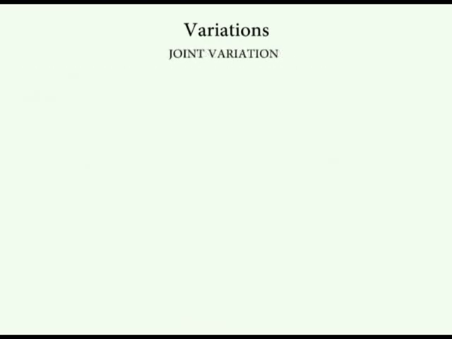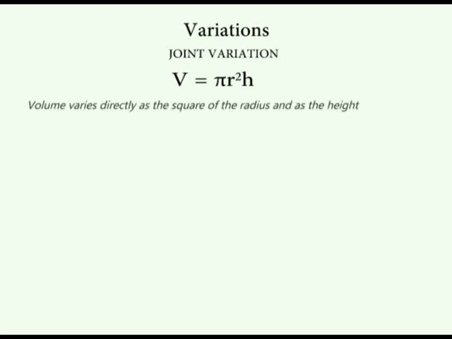Next, joint variation. Variables have a joint variation when one variable varies as a product of 2 or more variables. The formula for finding the volume of a cylinder, V is equal to pi r squared h, is an example of a joint variation. Volume V varies directly as the square of the radius and as the height of the cylinder. Pi is the constant of proportionality.